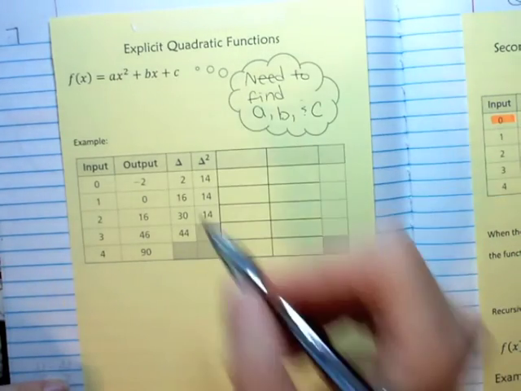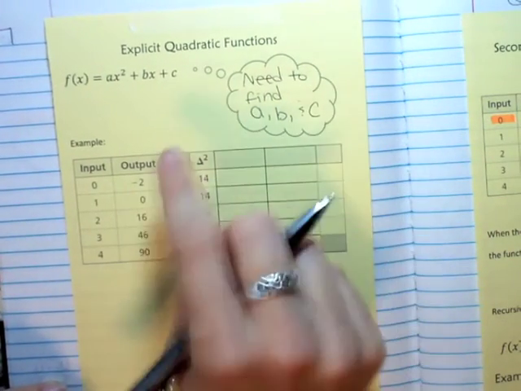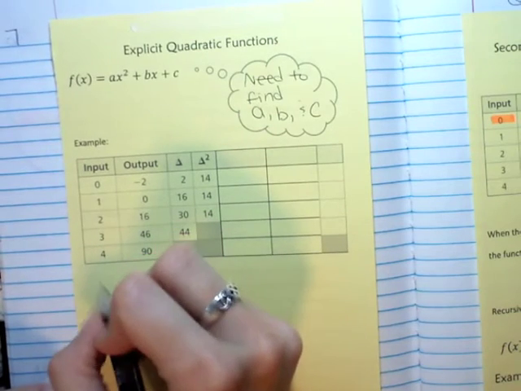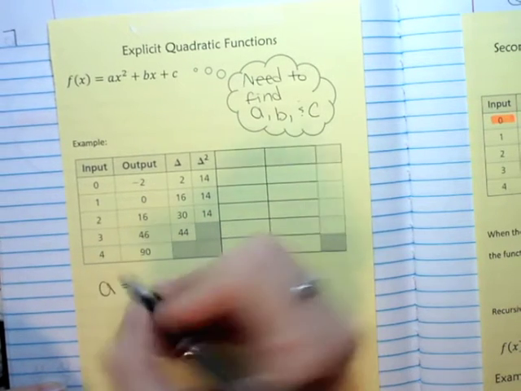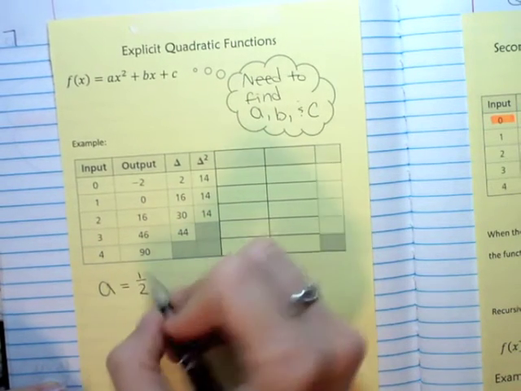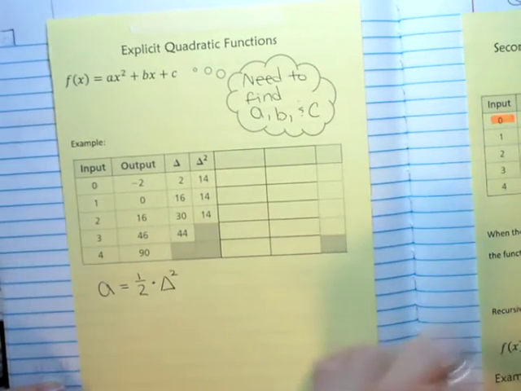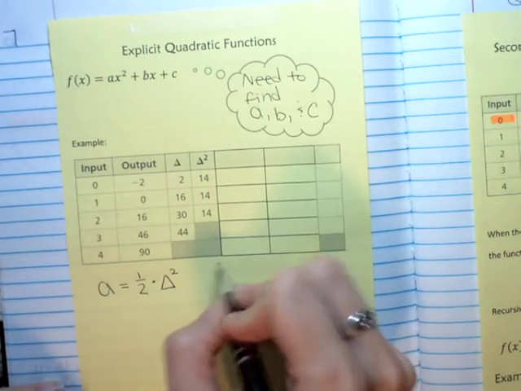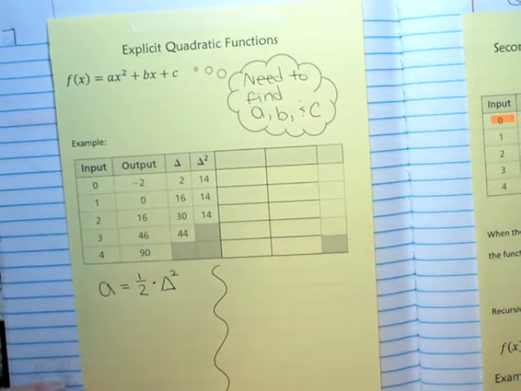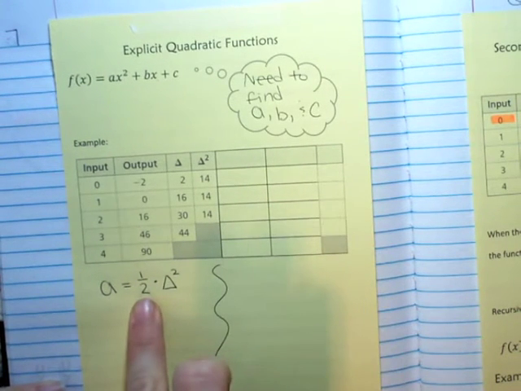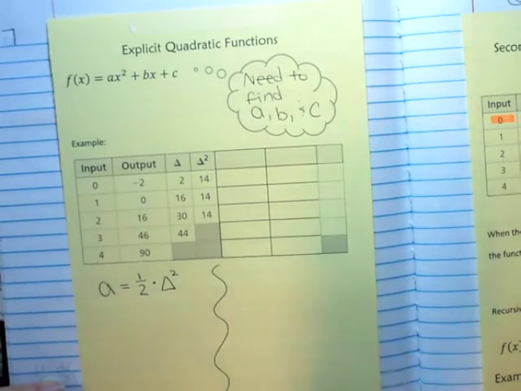So the first thing we need to find is that a, and a equals half times our second difference. So I'm going to draw a squiggly line down the middle so that I can have my instructions on the left and my example on the right.